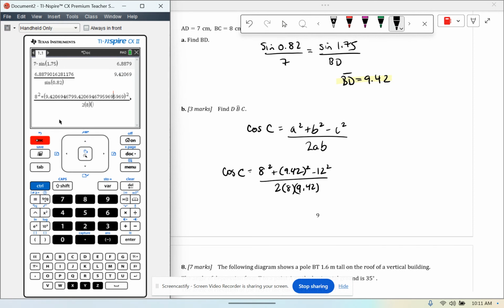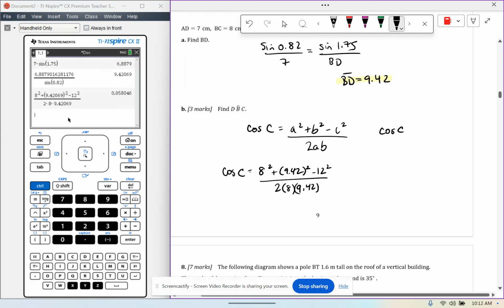Oh, whoops. Oh no, what happened here? All right, sometimes I guess picking it up, it gets mad. So I will just write it in then, 9.42 squared. Okay, and then down here. Okay, and I have 0.058046. Okay, so that's the cosine of C. That's not C, that's the cosine of C.